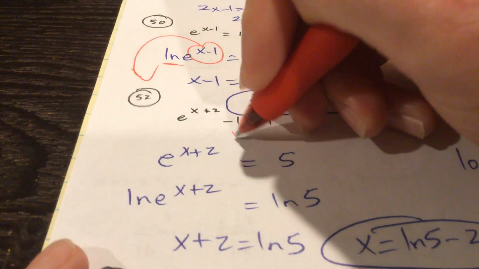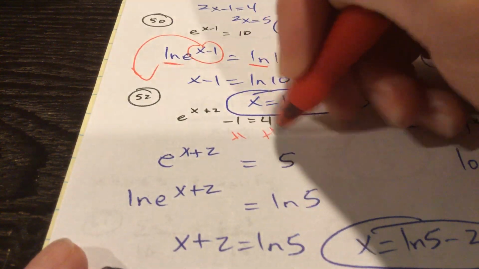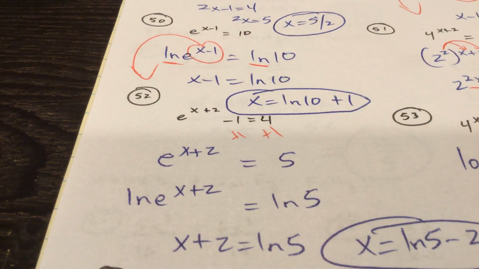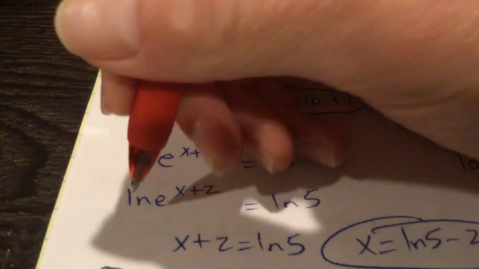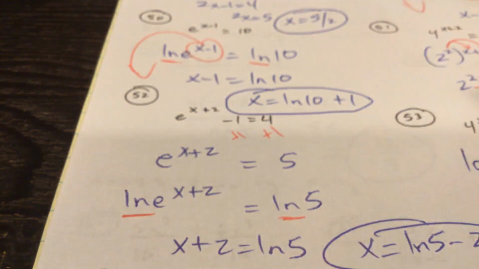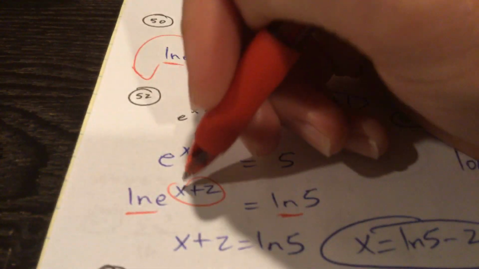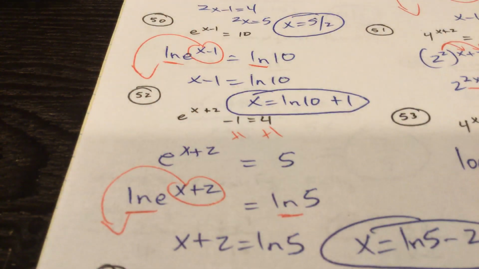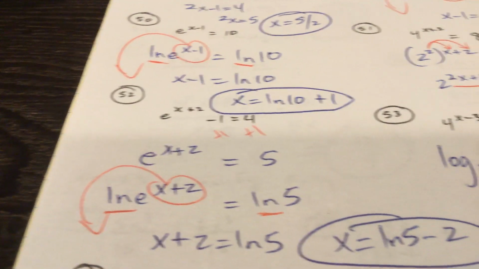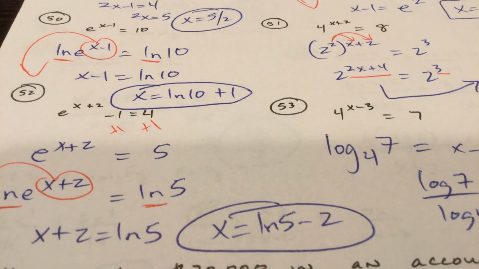On 52, add 1 to both sides first. You have e to the x plus 2 is 5. Want to get rid of e, attach natural log to both sides. Natural log and e cancel, x plus 2 comes on down. x equals natural log 5 minus 2.